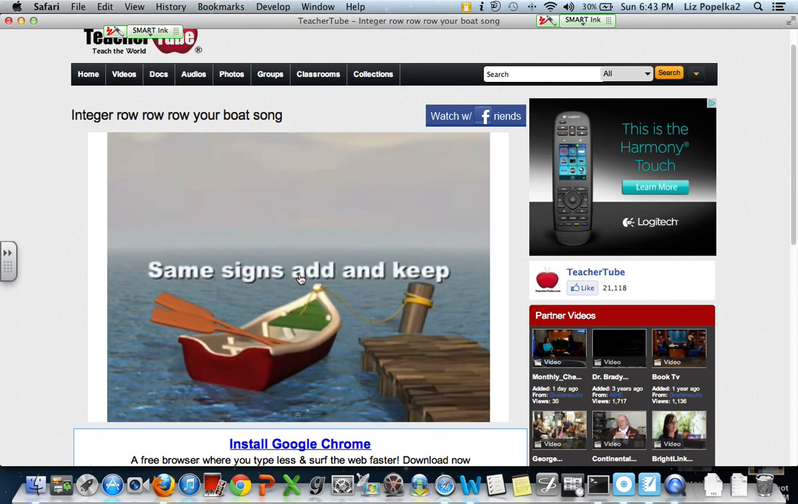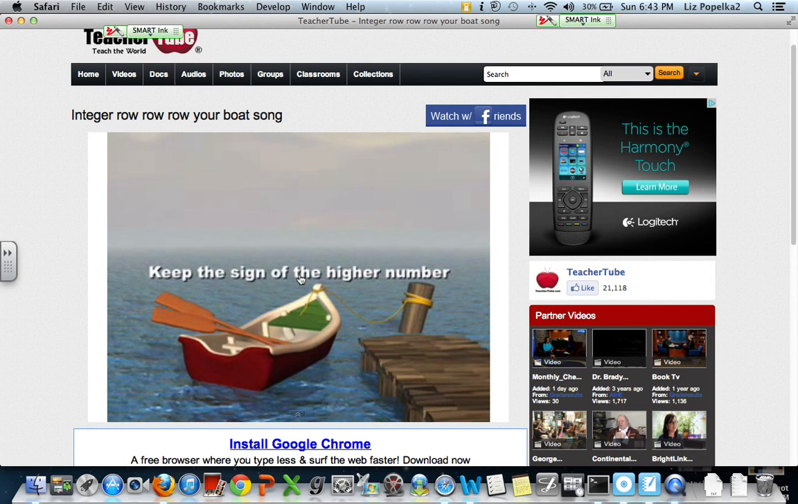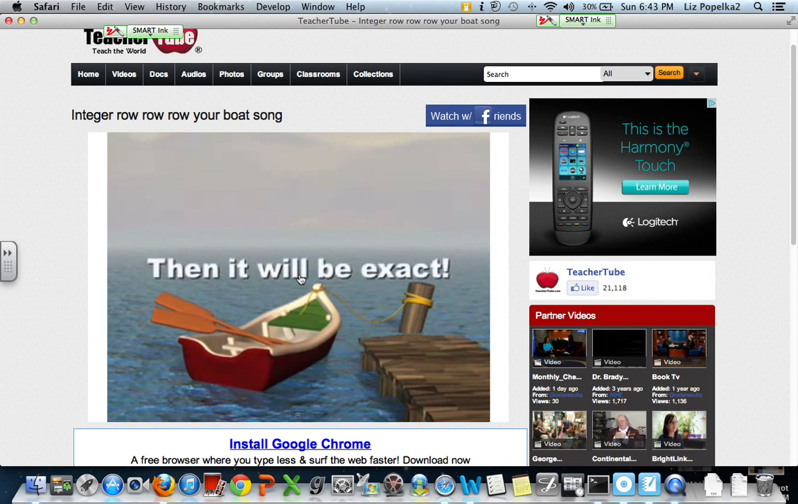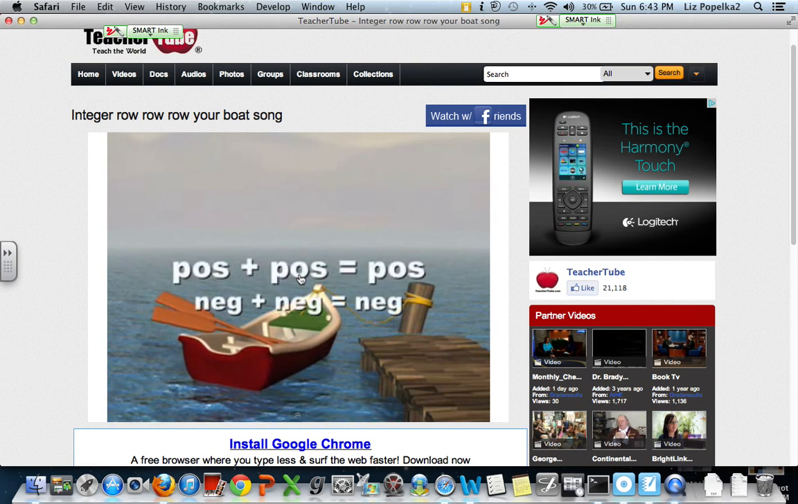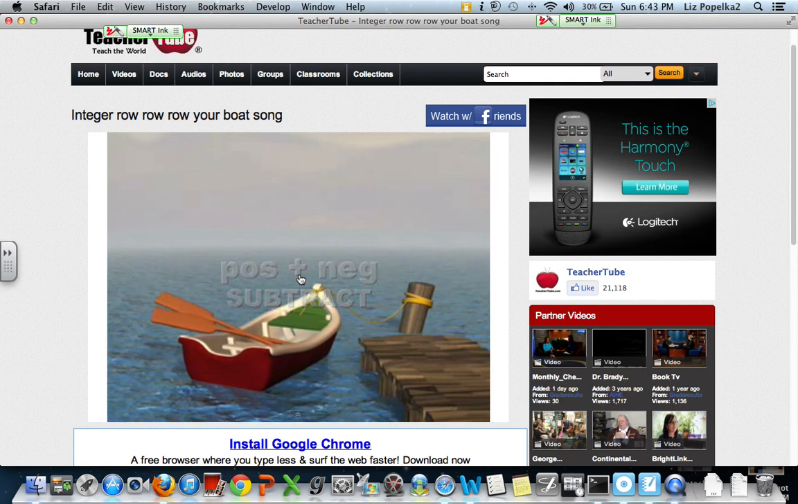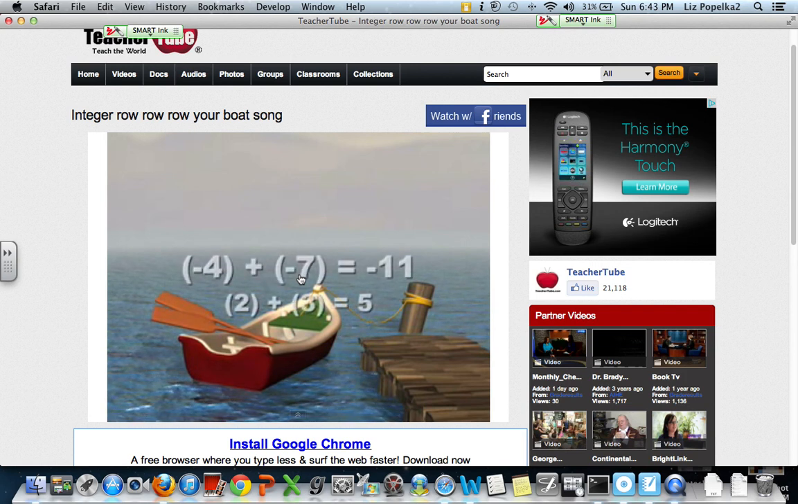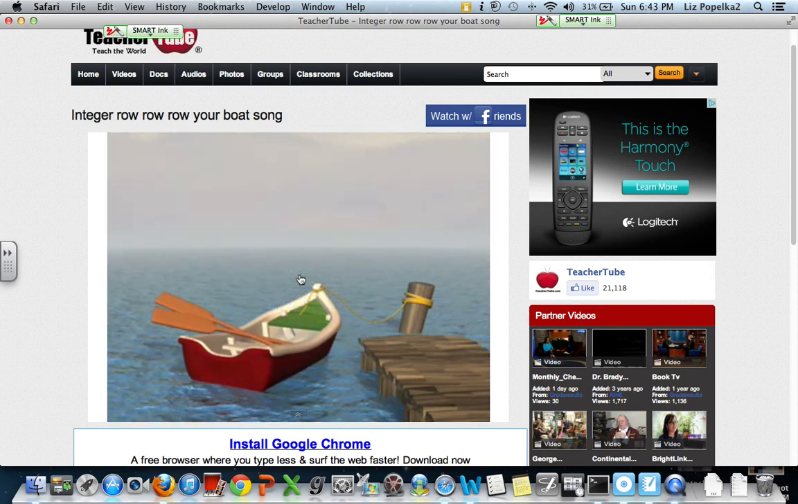Same signs add and keep, different signs subtract. Keep the sign of the higher number, then it'll be exact.